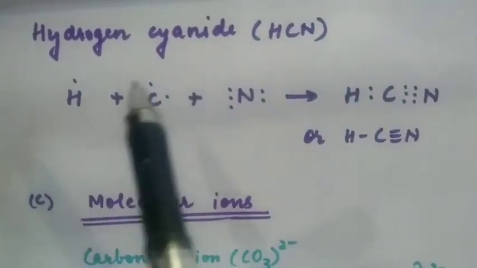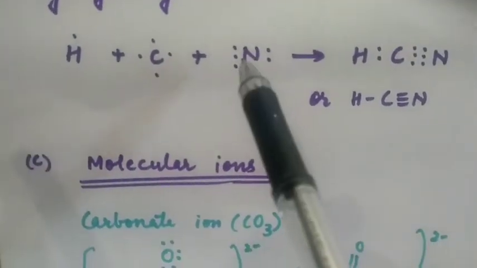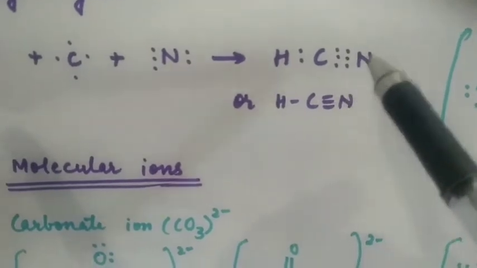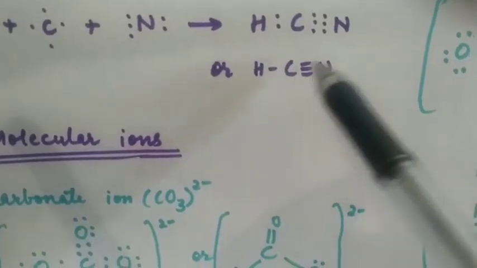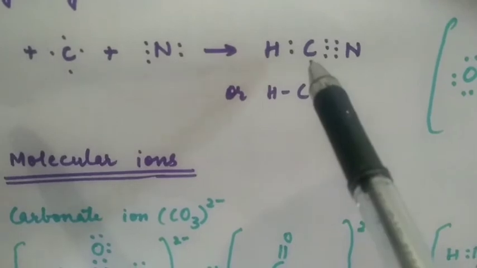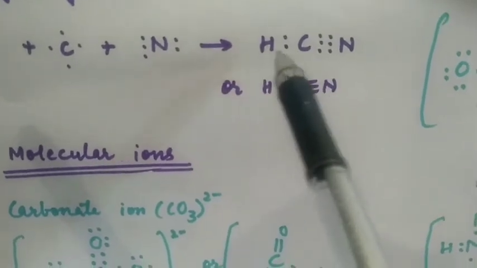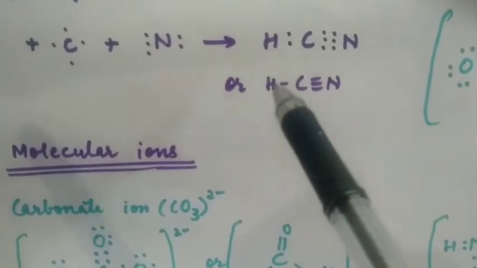1 hydrogen, 1 carbon and 1 nitrogen. Nitrogen needs 3 electrons. So carbon and nitrogen will contribute 3 electrons each for bond formation and form a triple bond. And hydrogen and carbon will contribute 1 electron towards bond formation and form a single bond.